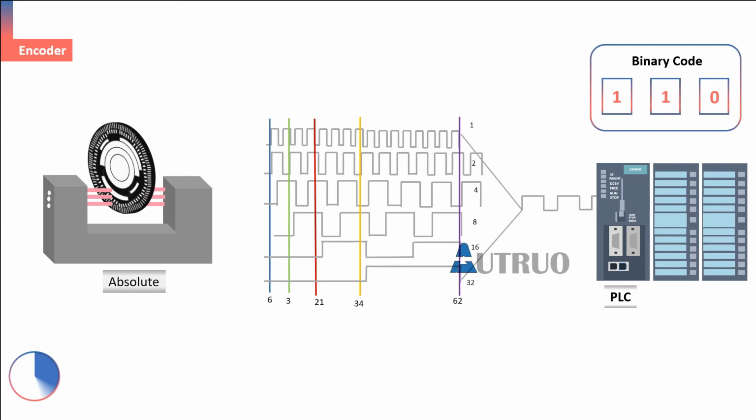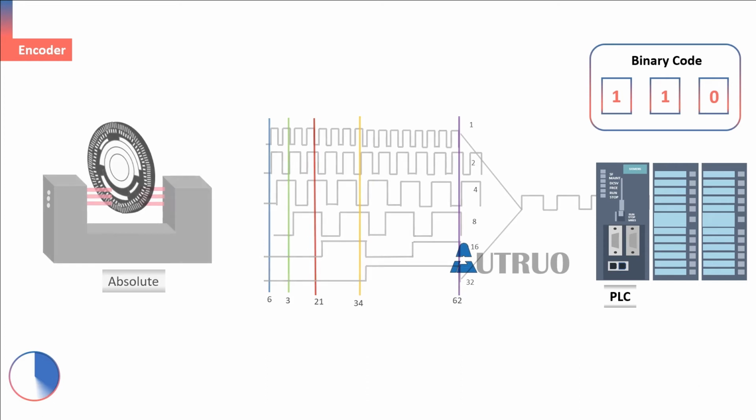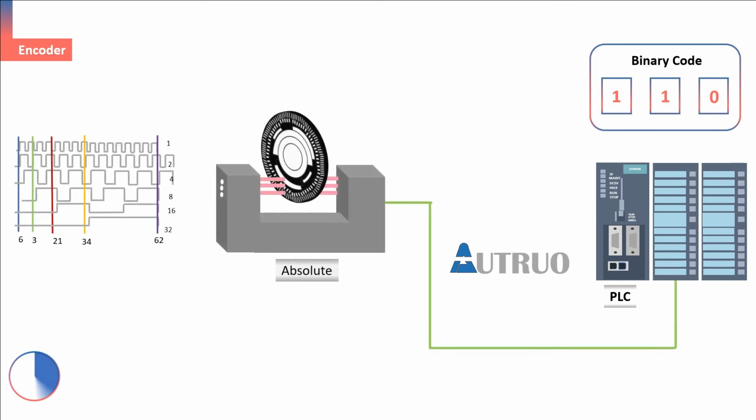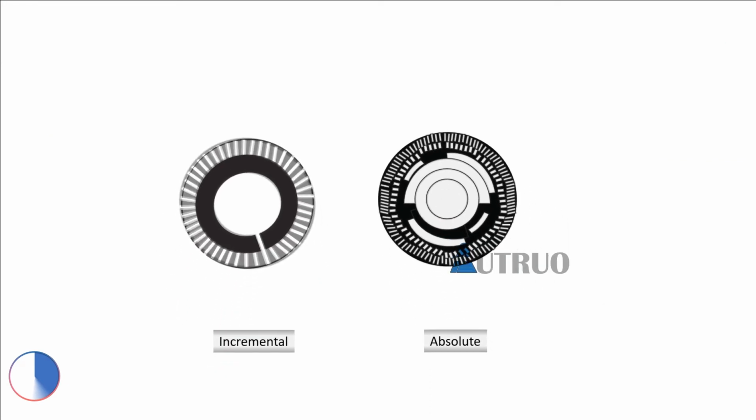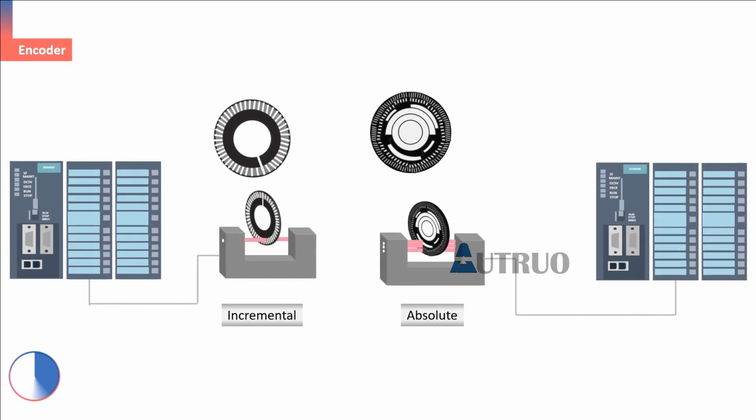Crucially, absolute encoders can do this without needing to turn the shaft, and can keep track of this position even in instances of temporary power loss. The more unique codes there are on the encoder's disk, the more precise your position reading will be. What is the major difference between incremental and absolute encoders?